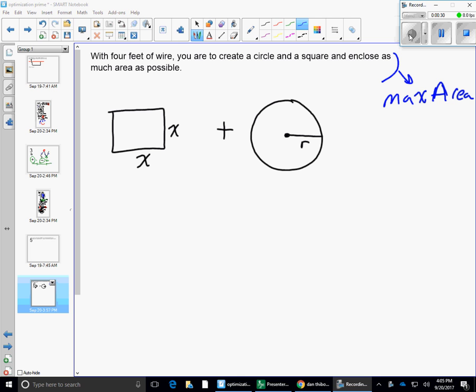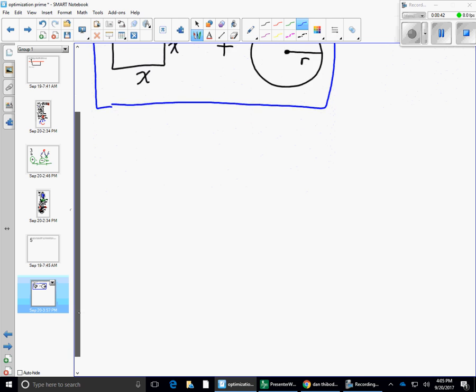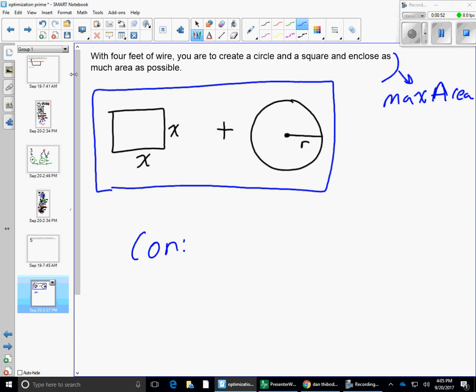Okay, so I've sort of sketched what we have right here. So we're going to have a circle with some radius r and a square with some side length x. So now let's talk about our constraint and our target equations. So our constraint equation, well, that's going to have to deal with what we only get. Well, we only get 4 feet of wire.